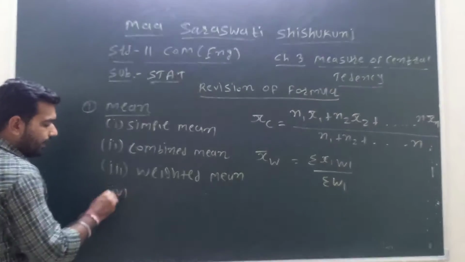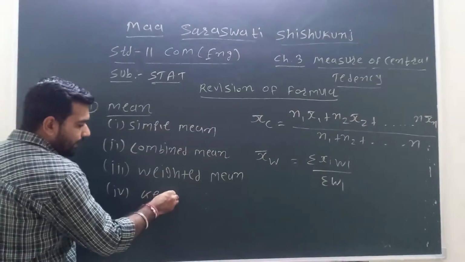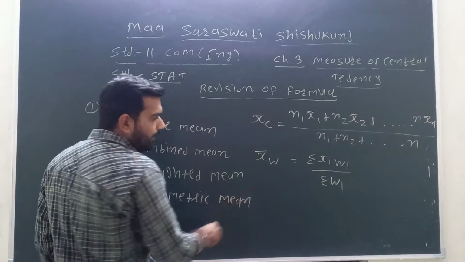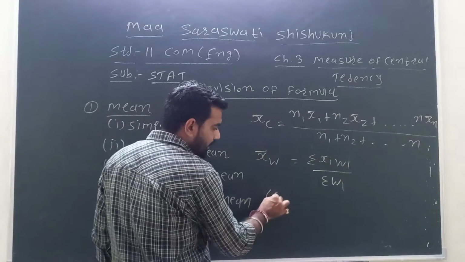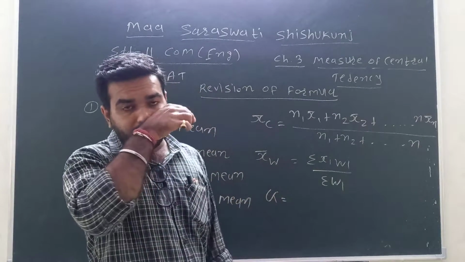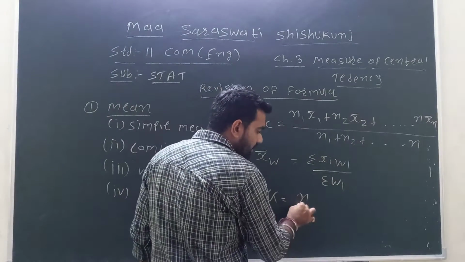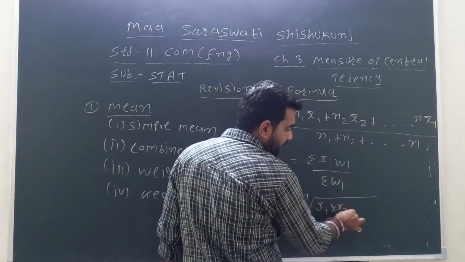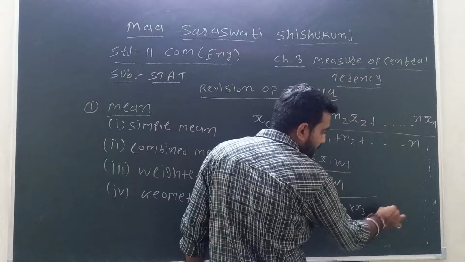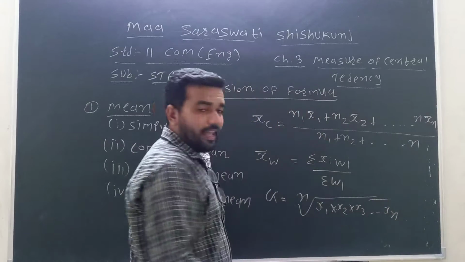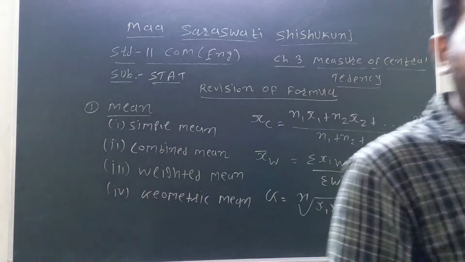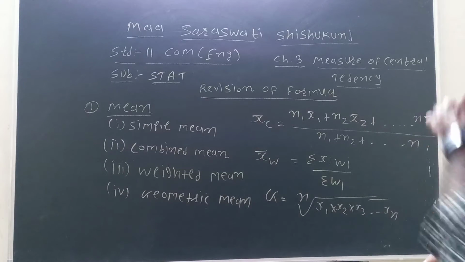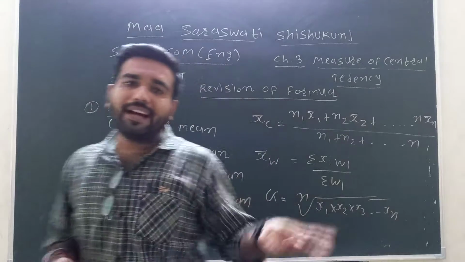Now the fourth one, here it is the geometric mean. The geometric mean is denoted by G. So the formula for G is equal to the nth root of x1 multiplied by x2 multiplied by x3 up to xn. So here the means are completed.